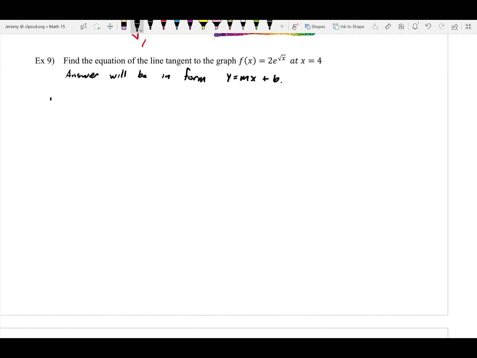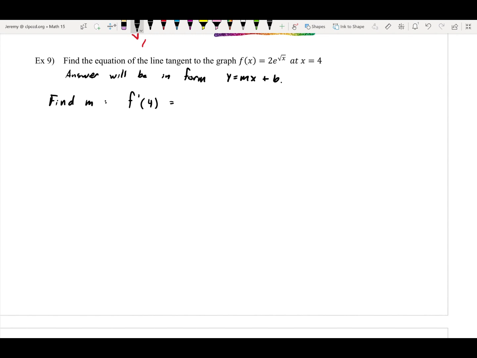First I want to find the slope m. My penmanship is not very good today. I don't know why. Let's find m. This is just going to be the derivative, so f prime evaluated at our x value, which is 4. Okay. So what is the derivative of f?